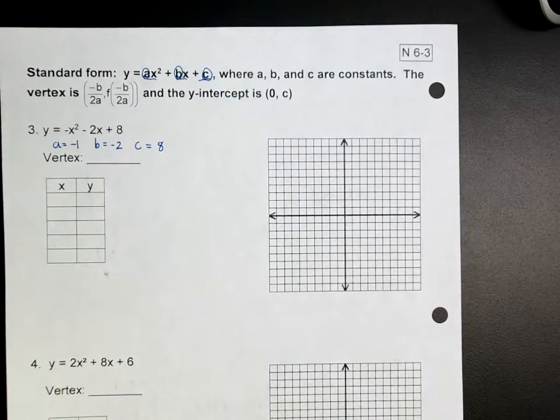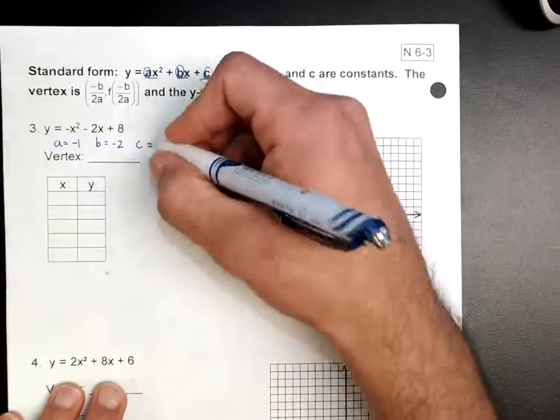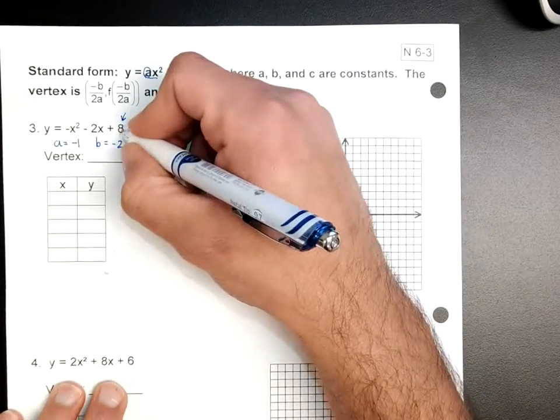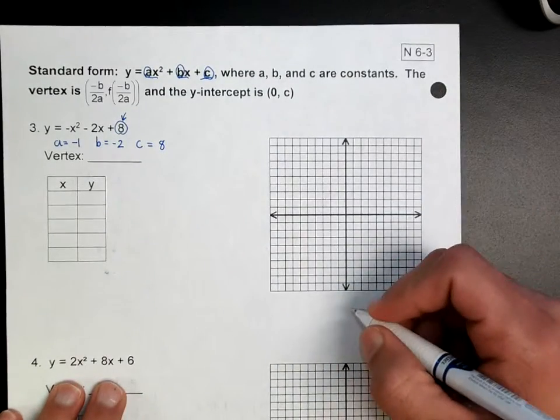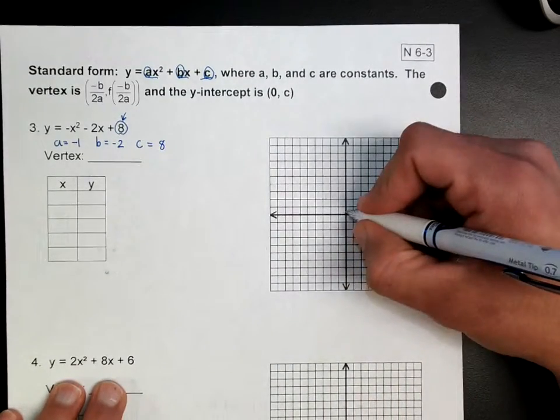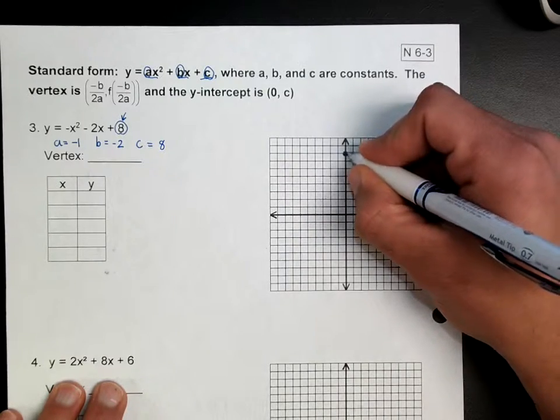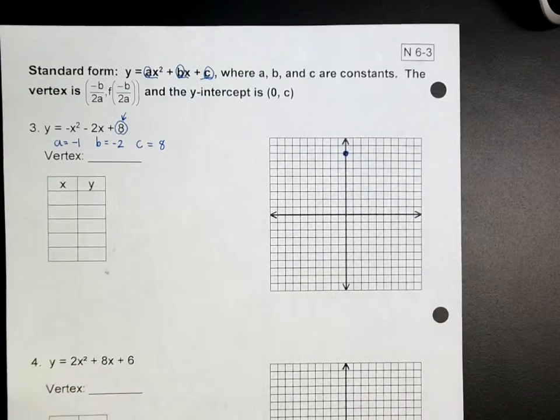Now, I may not know anything about this, but I do know that this 8 right here, if this is in standard form, which this one is, is my y-intercept. So I know that I'm going to have a point right here. So, hey, there's one free point for you right there. Okay, so now the vertex is actually pretty easy. So I'm going to break this down.